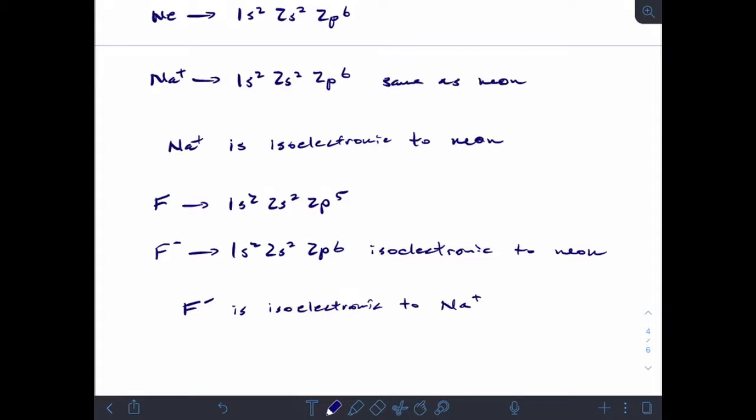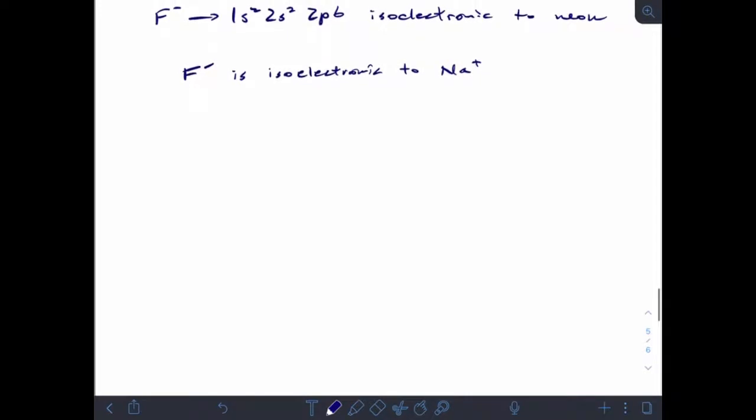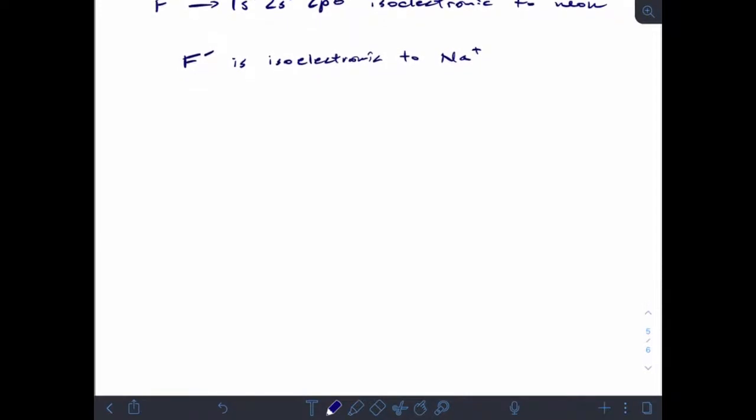Right, so that pretty much does it for our discussions on electron configurations. Now we want to switch gears a little bit, and we're going to talk about atomic size, specifically the radius of atoms. There are several different ways that we can talk about that.